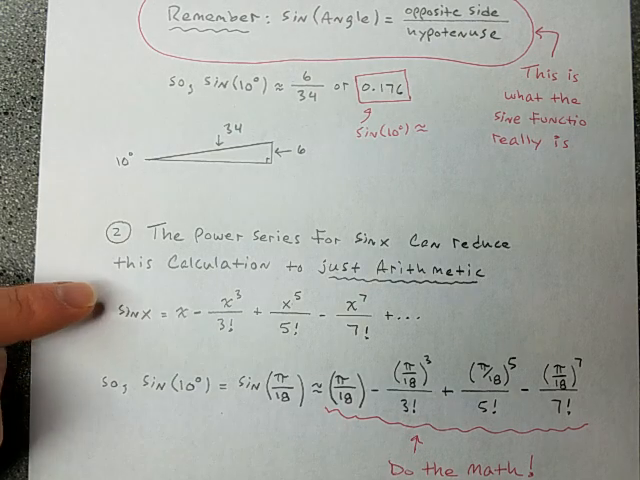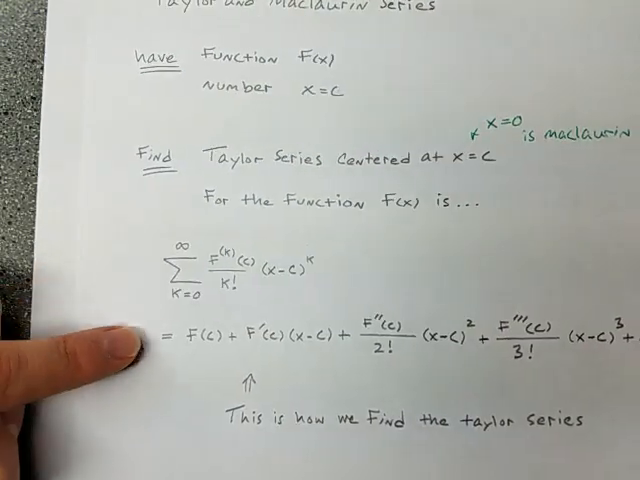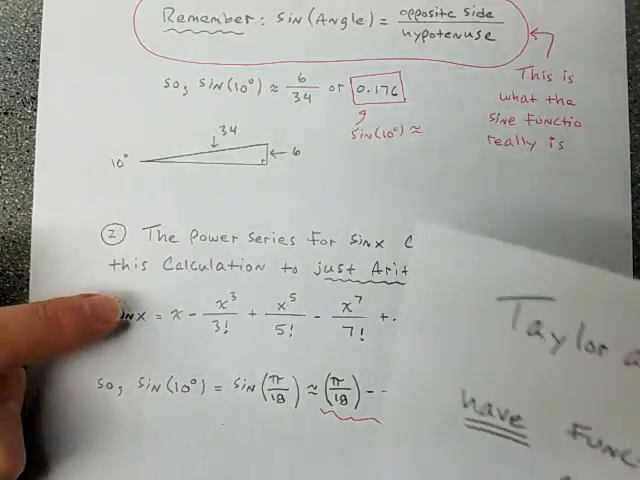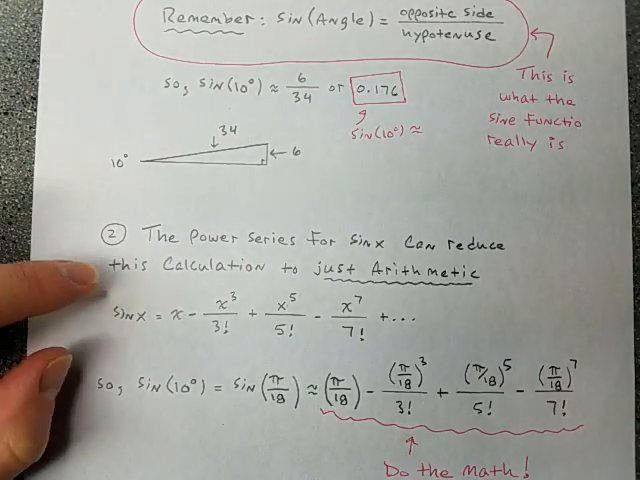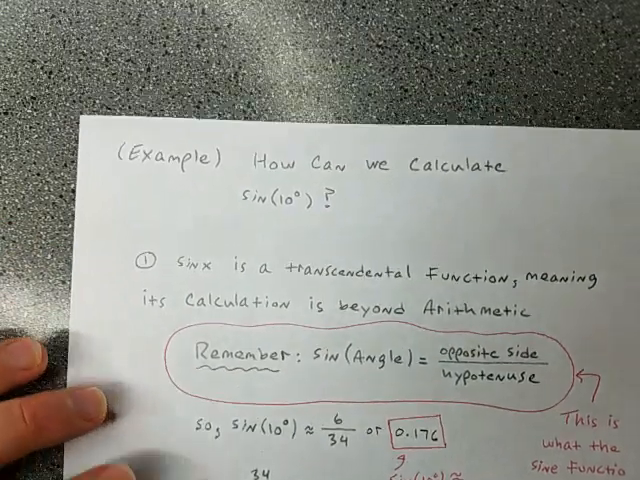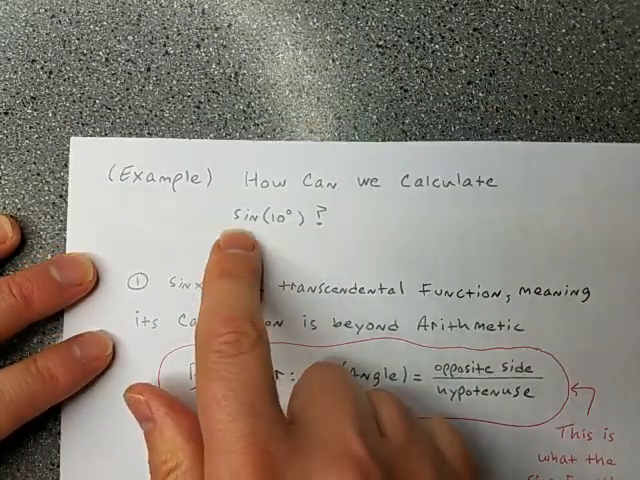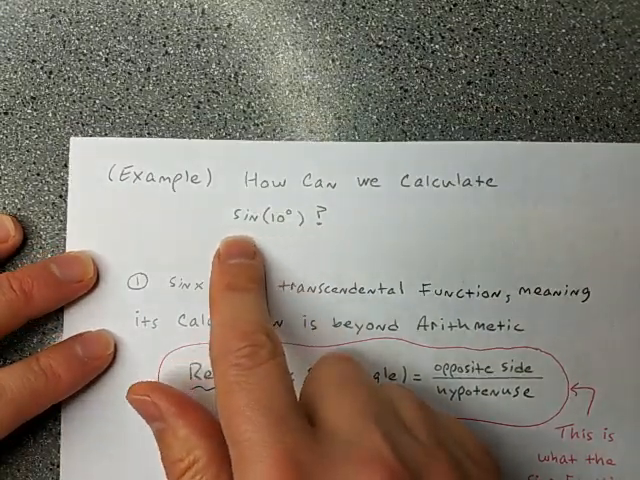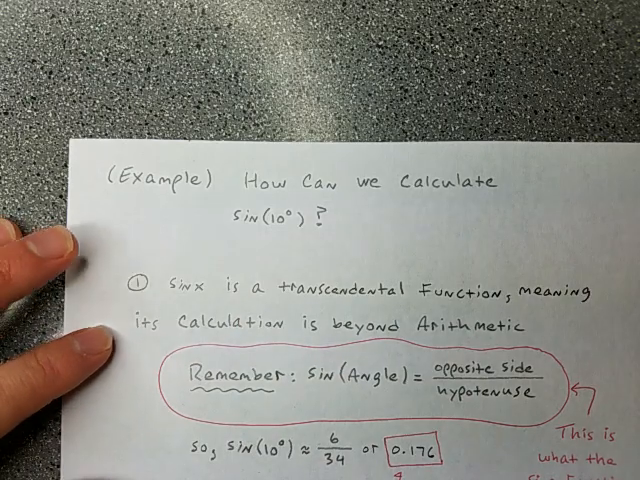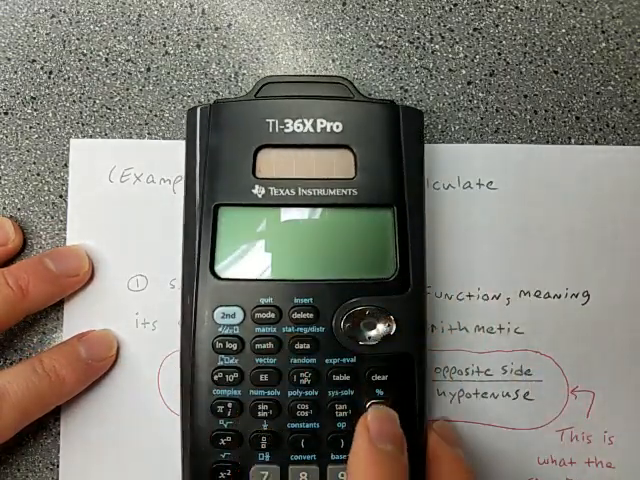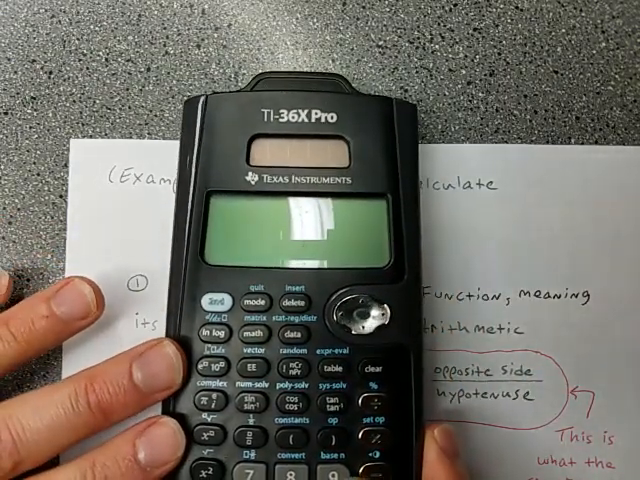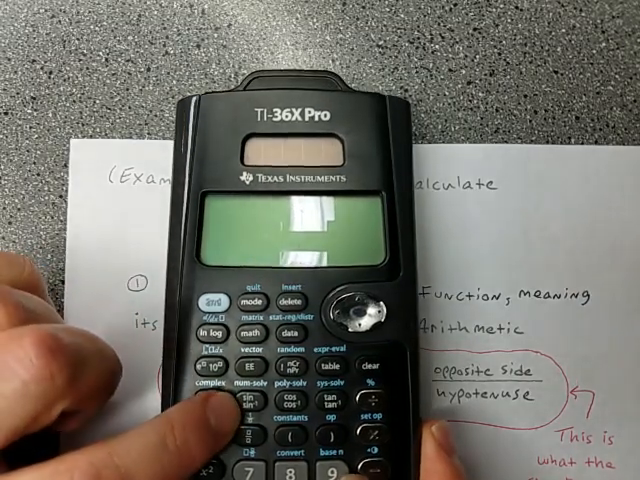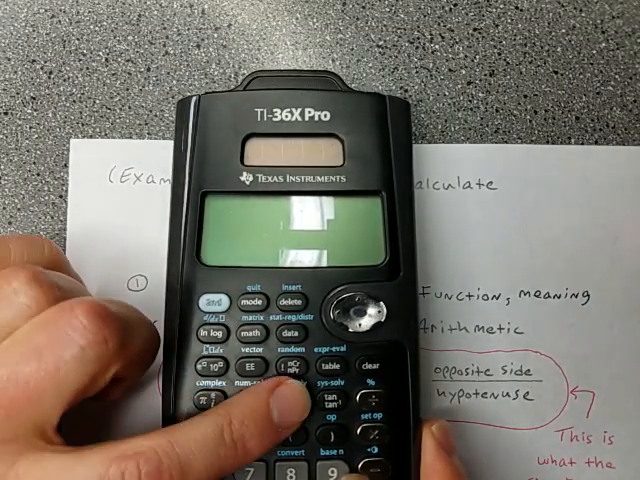You can get this just from this formula if you want to. It's centered at 0, all right? But really, how do you calculate sine of 10 degrees? What does that really mean? If somebody was manufacturing a calculator to do math for us, how would they program it to do sine and cosine and tangent?